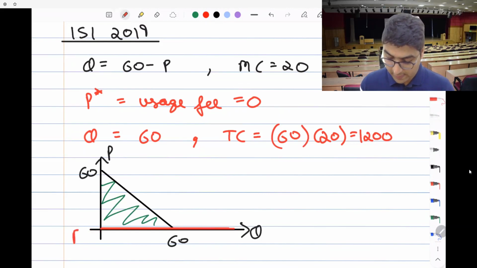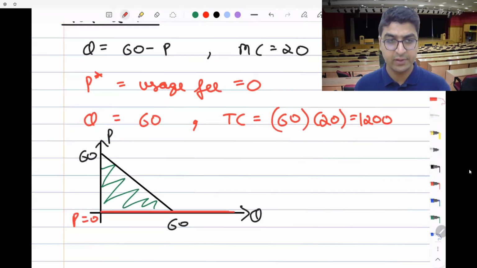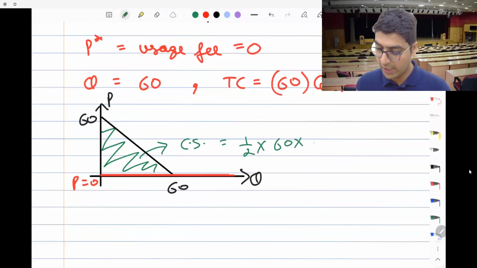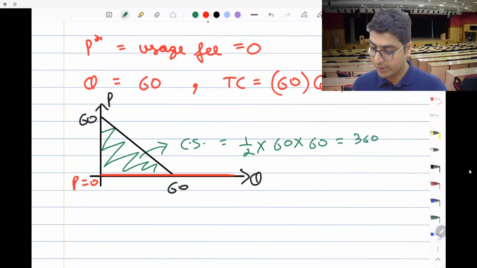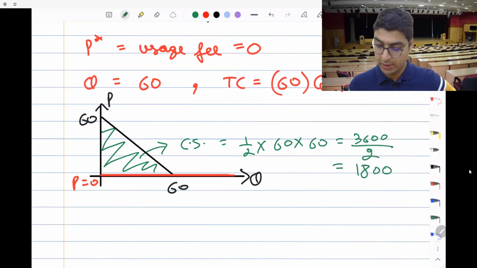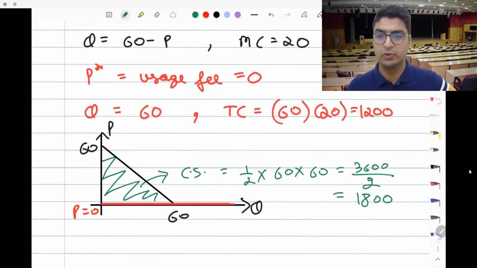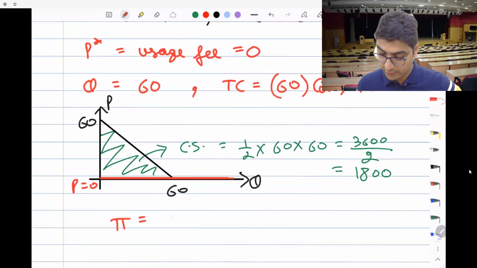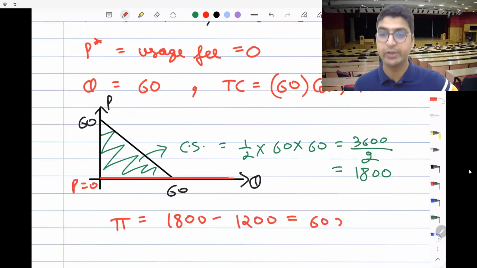P star is P0, usage fee 0. So consumer surplus will be half into base into height, which is 3600 divided by 2, which is 1800. Okay. So that's what we're going to charge. And in that case, profit will come out to be equal to 1800 minus total cost, which is 1200. That will give us a profit of 600.